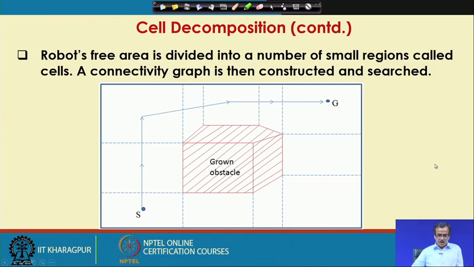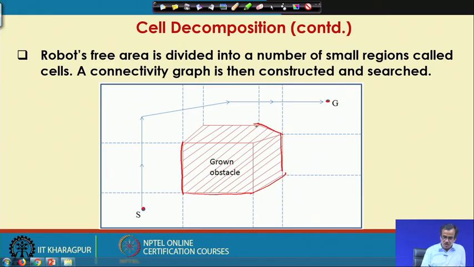Here I have redrawn the same grown obstacle, and this is the position of the point robot. This is the starting position and the goal could be here, denoted by G, and this is the grown obstacle, something like this. The grown obstacle represents the infeasible zone. The point robot should not reach here, to avoid collision with the static obstacle.